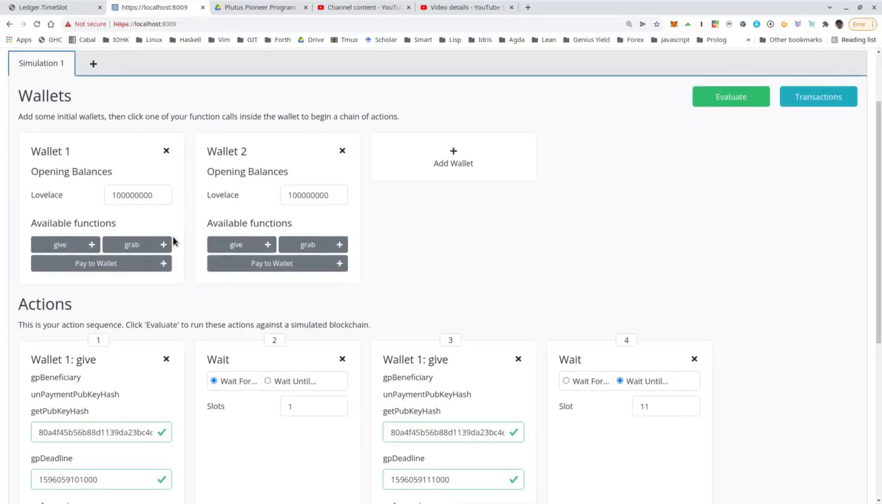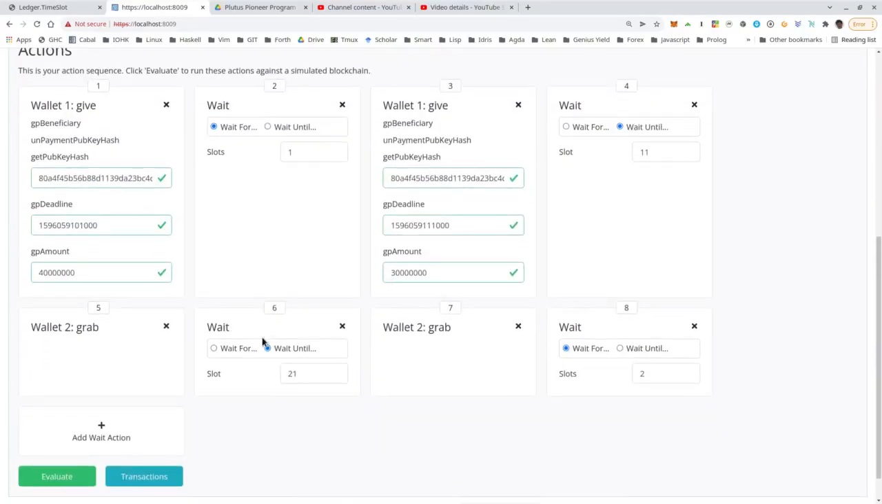So again, I copied my solution and compiled and set up a scenario. So two wallets. Wallet 1 gives to wallet 2. This here is slot 10, so the deadline is slot 10, 40 ADA. Then we wait for one slot, then wallet 1 gives again to wallet 2, but now with the deadline of 20. So this here corresponds to slot 20, 30 ADA.